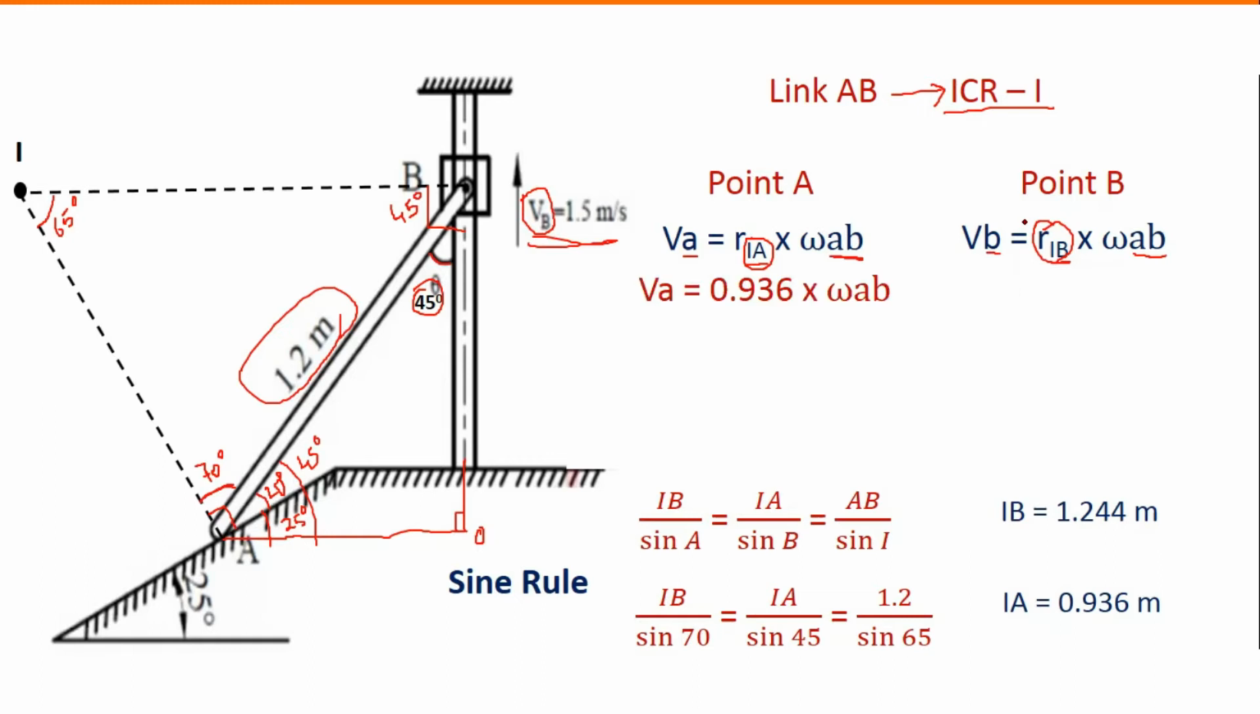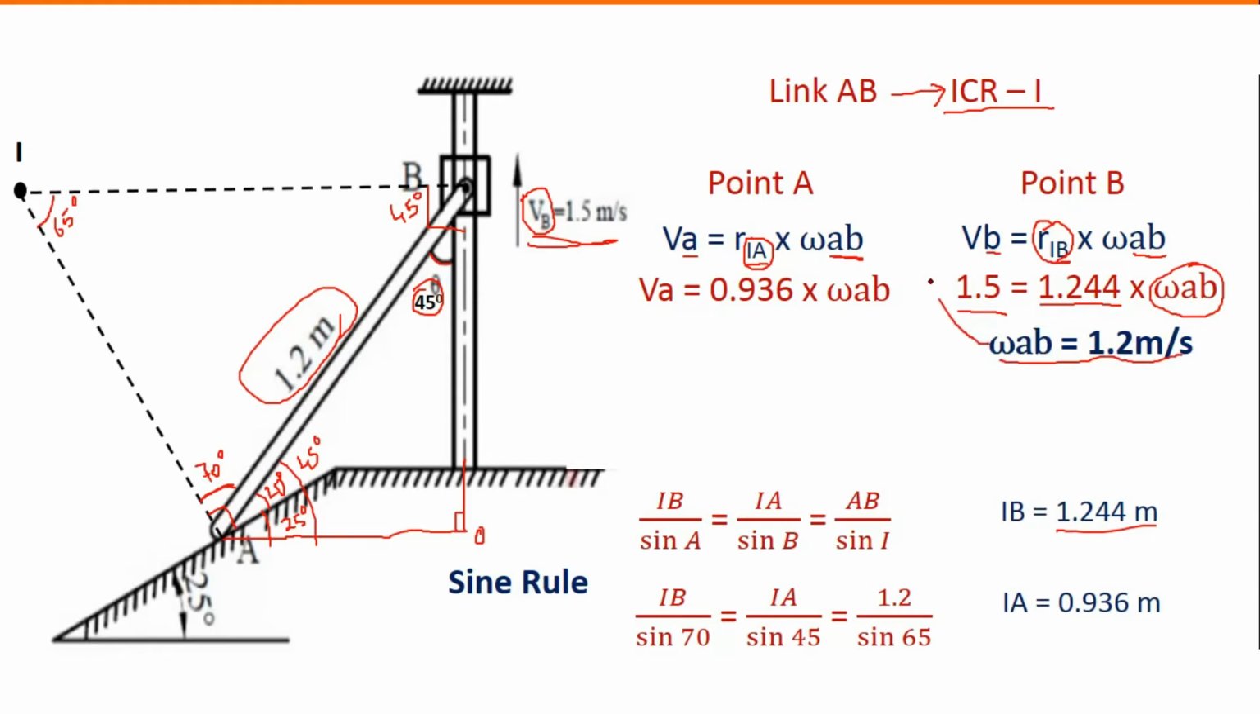So I will substitute here VB 1.5 is equal to, see, 1.5 was given to me, IB I got as 1.244, so I substituted in place of IB, into omega AB. Now the only unknown in this equation is omega AB. So on solving this, I will get omega AB is equal to 1.2 meter per second. Now, as I got omega AB, I will substitute this omega AB here to get the answer for VA as 1.128 meter per second.